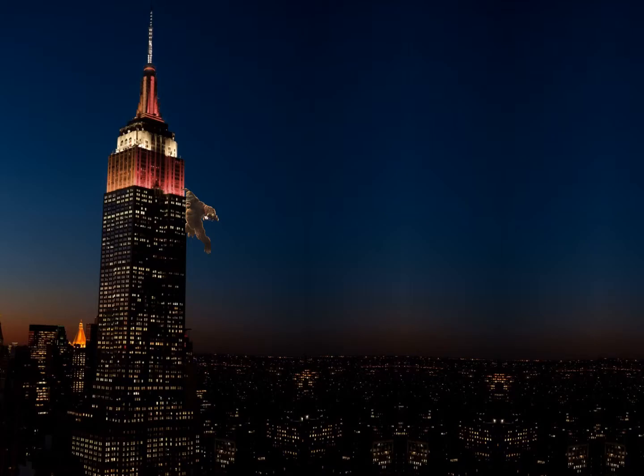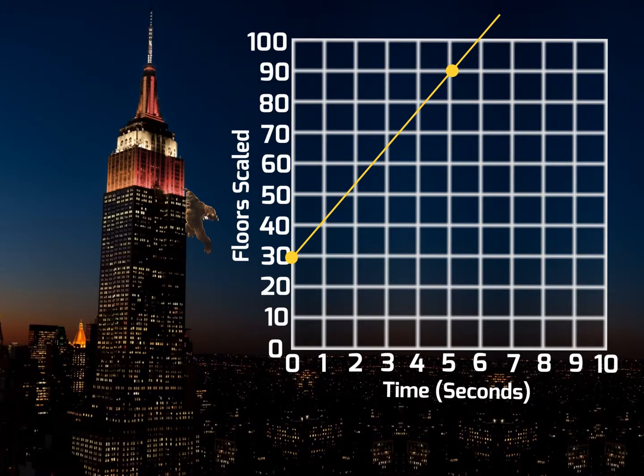And now, 5 seconds later, we're 90 floors up. And considering you climbed at a constant rate, we have ourselves a linear relationship. And the graph would look like this, a straight line. Your y-intercept would be 30 because at the start of my counting, we were 30 floors up. But the slope, how many floors you climb per second, would need to be calculated.